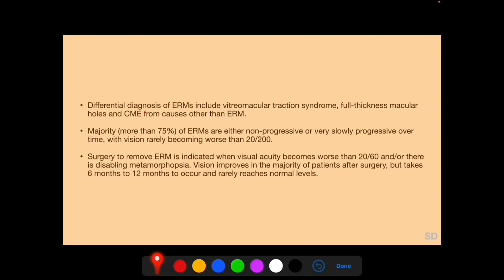Differential diagnosis of epiretinal membranes includes vitreomacular traction syndrome, full-thickness macular holes, and cystoid macular edema from causes other than epiretinal membrane. The majority, that is more than 75% of epiretinal membranes, are either non-progressive or very slowly progressive over time, with visual acuity rarely becoming worse than 20/200.